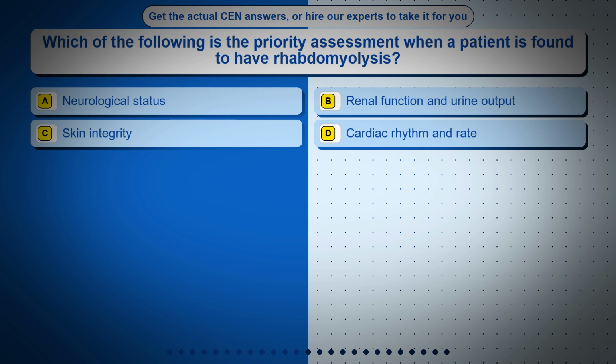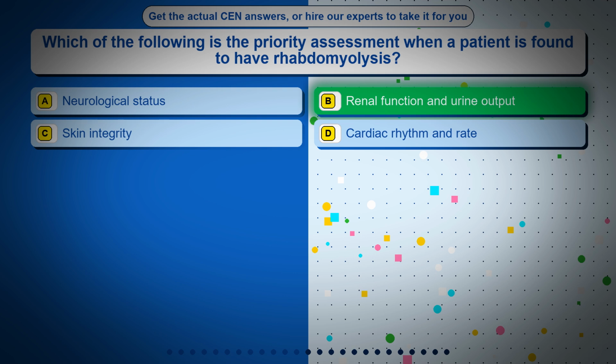Question 12. Which of the following is the priority assessment when a patient is found to have rhabdomyolysis? Option A, neurological status. Option B, renal function and urine output. Option C, skin integrity. Option D, cardiac rhythm and rate. The correct answer is Option B, renal function and urine output.